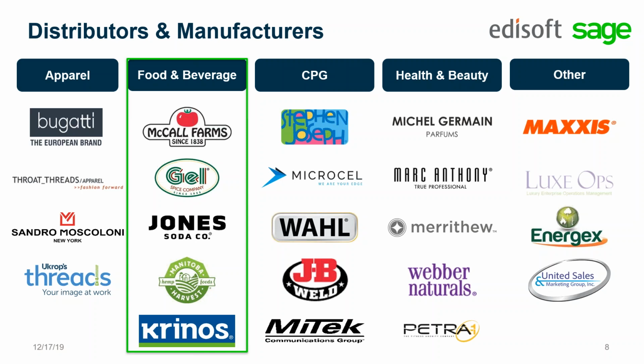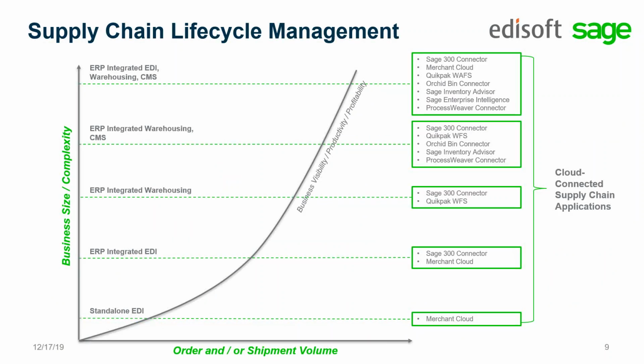spectrum of vertical industries. So what does this connected supply chain look like for end users, and what freedom does it give them in terms of its modularity and configurability? Here's a graph that shows how we help enable businesses to grow with this platform. Again, being able to reduce the total cost for implementation, reduce the total cost for adoption, and ultimately get you up and running as quick as possible. So the two key metrics on this graph are order and shipment volume and business size and complexity.